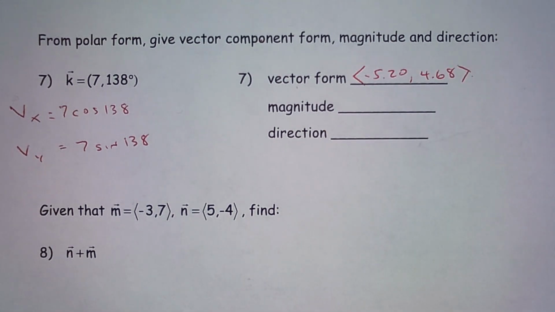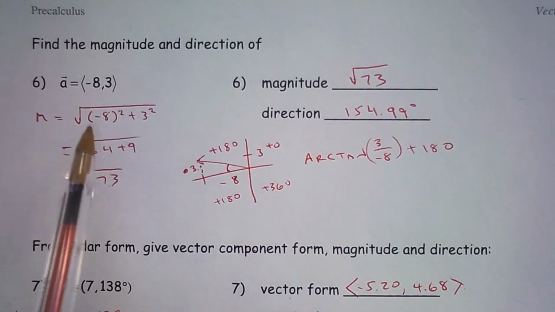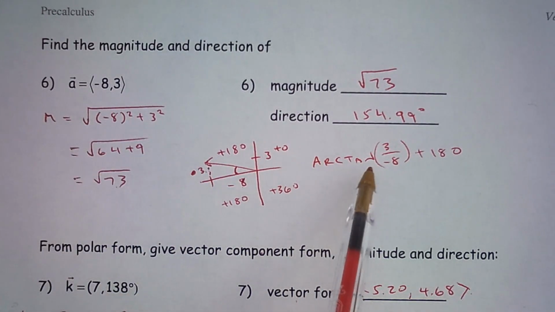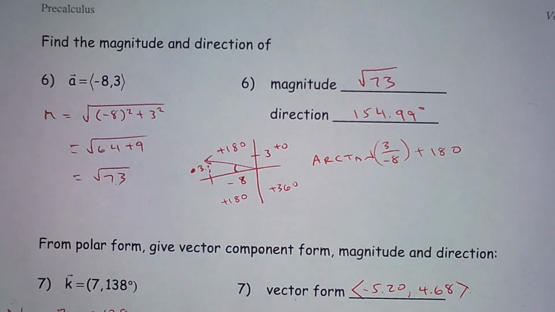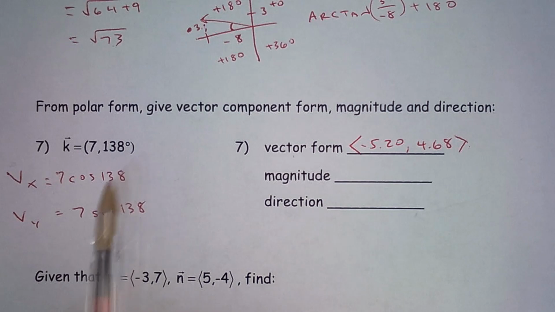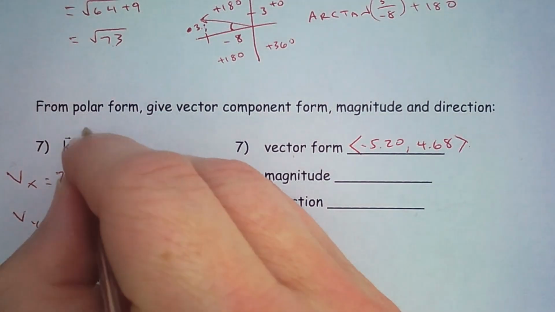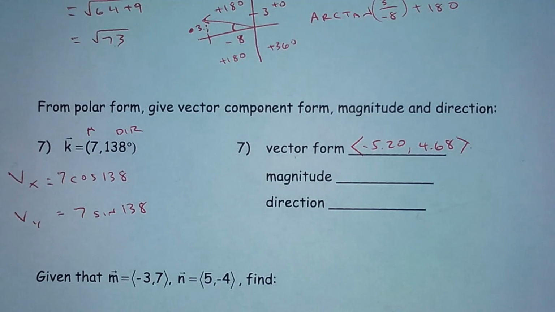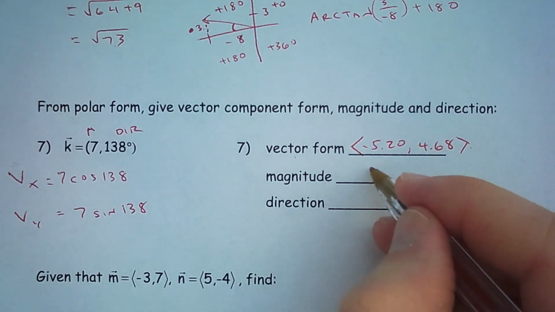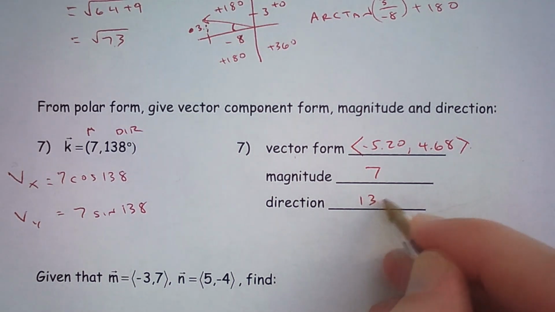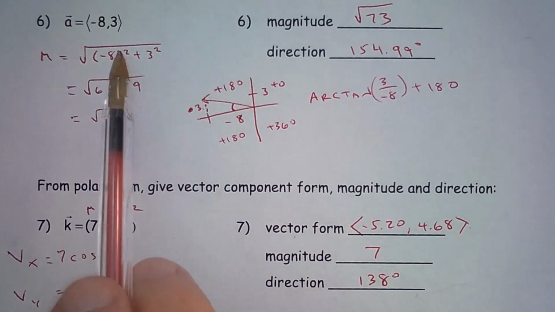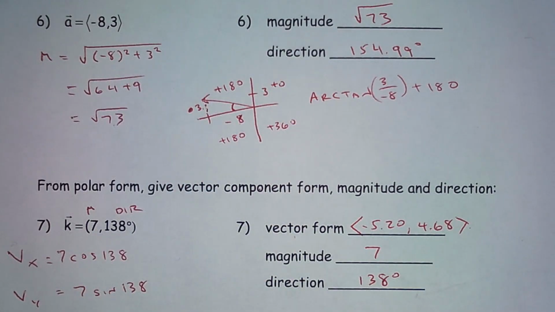Okay, now we could go through all the work with the magnitude formula and the direction formula, but that's going to give us approximate answers when the exact answers are staring us in the face right here. Remember, this is polar form. Polar form is magnitude and direction. So our answer should be exactly 7 and exactly 138 degrees. If we go through this work here, we're probably going to end up with some decimals. We don't want those decimals because the exact answers are right here.